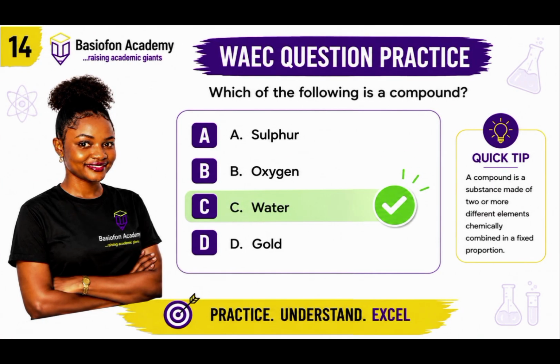Let me test you with this. Which of the following is a compound? A. Sulfur, B. Oxygen, C. Water, D. Gold. The answer is C. Water, because it is the chemical combination of hydrogen and oxygen.